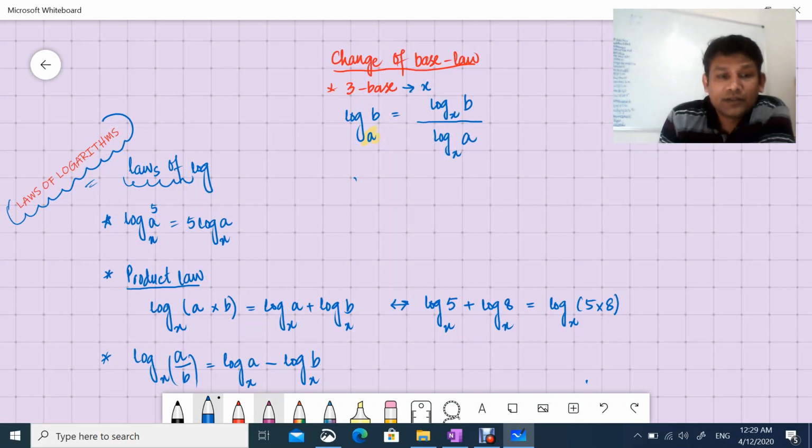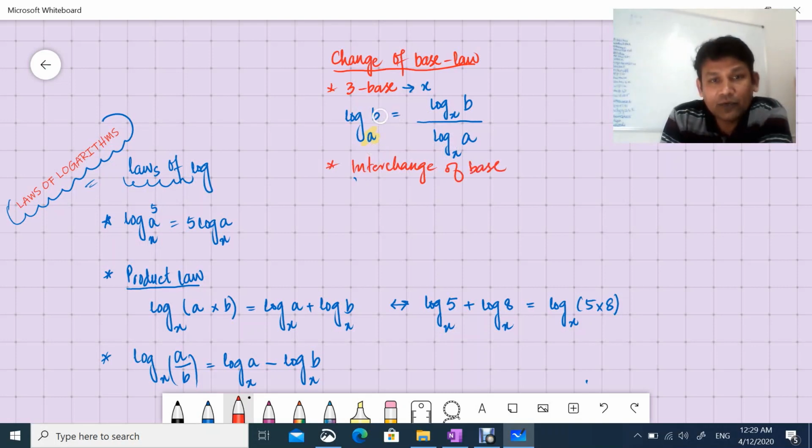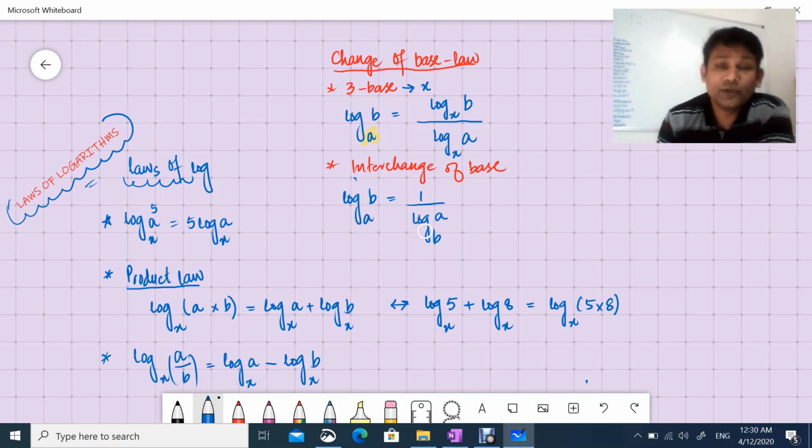Okay. The second formula I have made, interchange of base. When the base is a here, I want to make it b, like interchange. So log a of b, I want to interchange the base, I want to make b the base, not a third base x. So in this situation you will write 1 upon log b of a. This is 1 upon, this is very important and I have to use it.